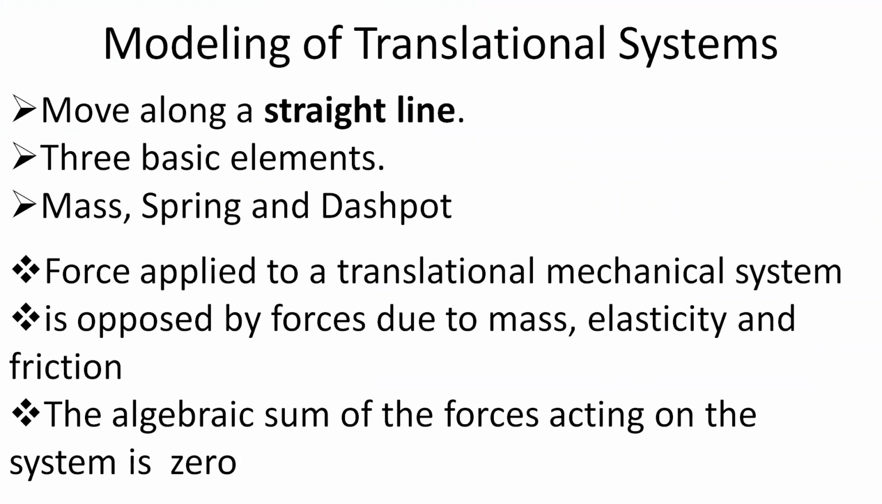If a force is applied to a translational mechanical system, then it is opposed by opposing forces due to mass, elasticity, and friction of the system. Since the applied force and the opposing forces are in opposite directions, the algebraic sum of the forces acting on the system is zero. Let's see how these forces are opposed by the three individual elements: mass, spring, and dashpot.